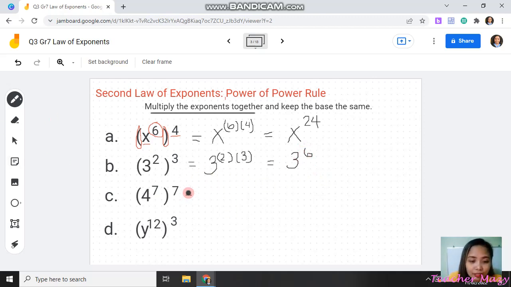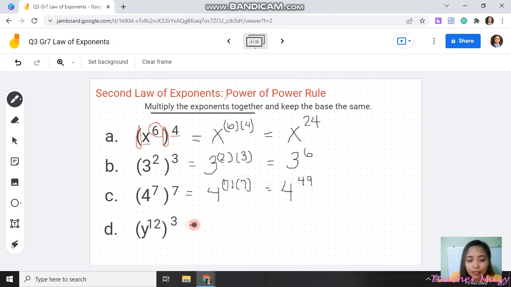Next is for letter C, the base is 4, of course. And then 7 times 7. That is 4 raised to 49.